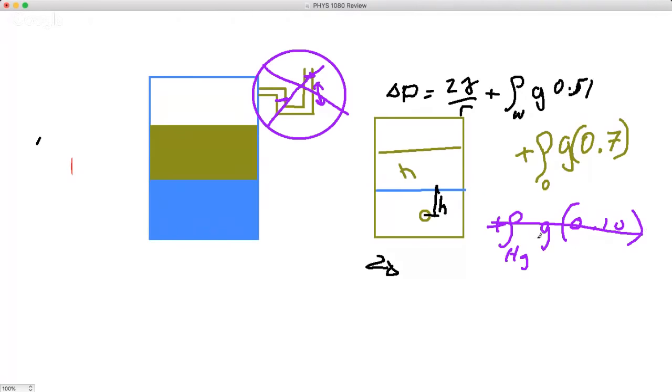Now, one of the questions would be, when do you not add into this? If everything's always adding another layer, are there times when you take away a layer? What is the 2 gamma over R? That is the surface tension. That's the pressure of a bubble.